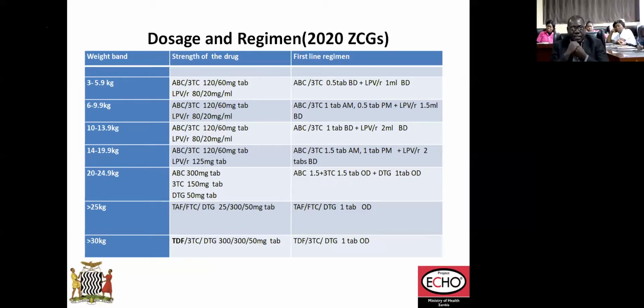So when you have the formulation ABC3TC 120/60, how much to give in terms of first line is ABC3TC half a tablet plus Lopinavir 1 ml. It goes all the way up to 19.9 kgs, showing how much you are supposed to give. Next slide.